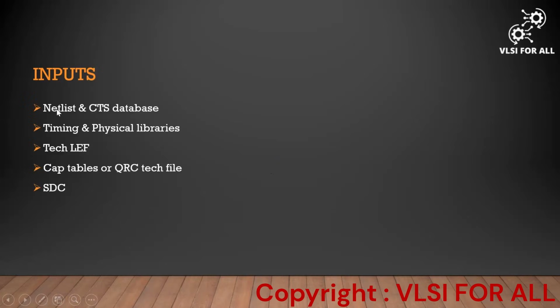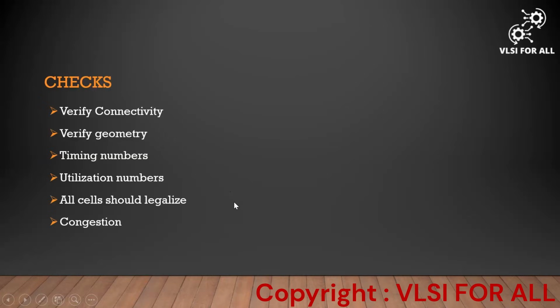So for the route, the inputs are the same as previous: netlist and CTS database, timing and physical libraries, tech LEF, cap tables or QRC tech file, and SDC. So in routing, we are providing an additional QRC tech file which has some RC coefficients. Checks. In the routing stage, we have to check for any geometry issues, whether timing issues like setup or hold are triggering, and any utilization, legalization and congestion issues. All these checks have to be done in the routing stage itself.